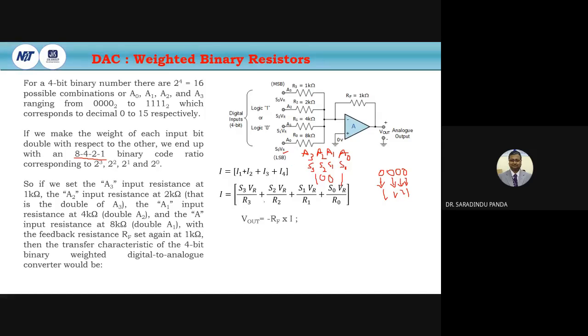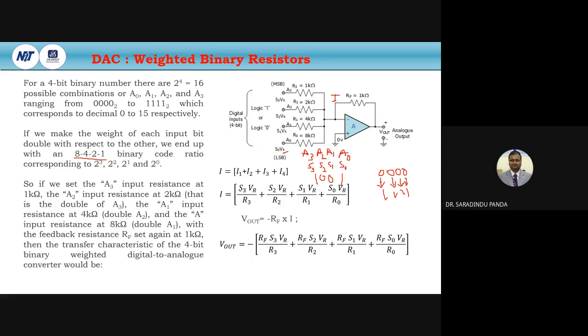So we set R3 as 1, R2 as 2, R1 as 4, R0 as 8. Very simple. The total I should be the summation of I1, I2, I3 and I4.